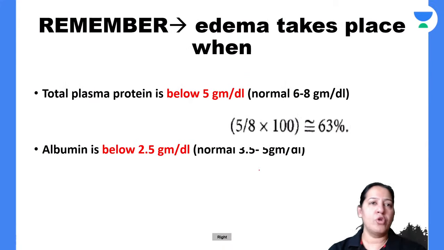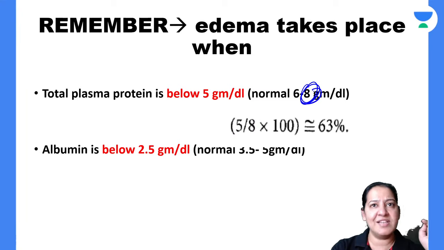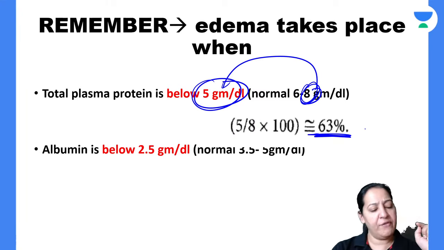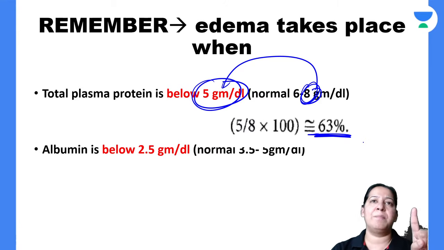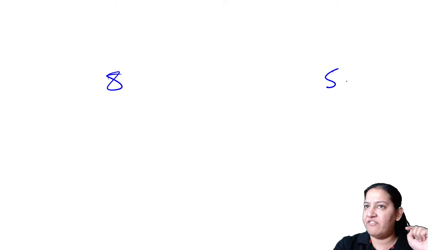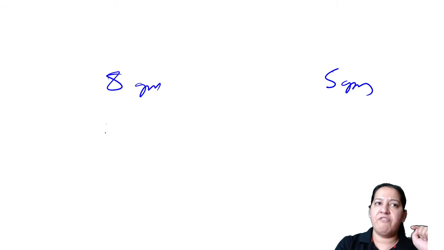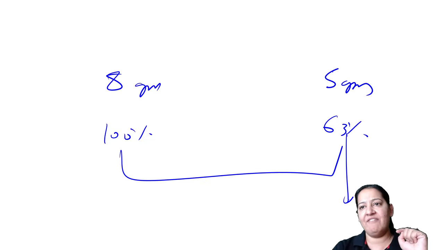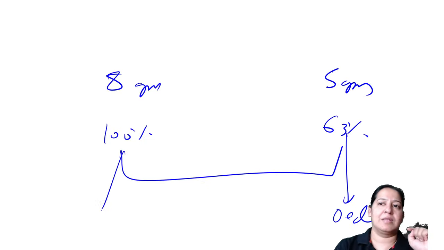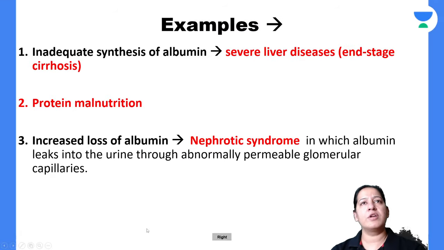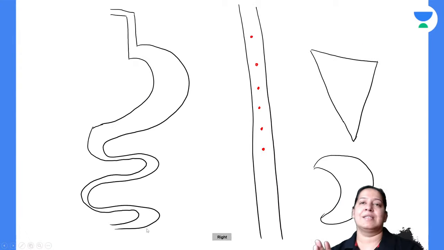Have you got it? So normal protein is 8 gram per deciliter. If from 8 it falls to 5, that is 63%. So if the protein falls to 63% in your blood, you will have edema. Instead of 100%, you are having 63% of the protein. Then the person will have edema. This one is normal. Give me a thumbs up. Rishinika, Manoj, you got it. Yes. So tell me the three reasons.